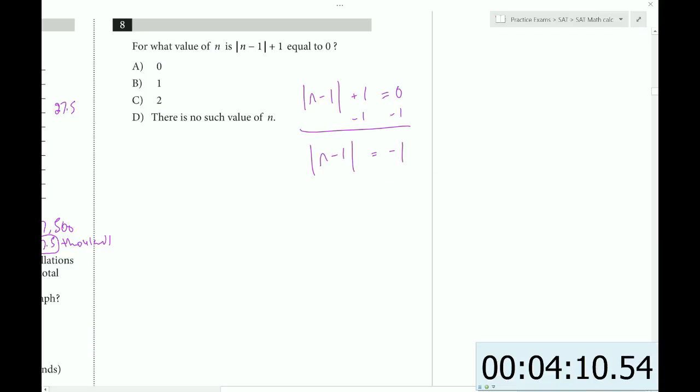But the fact that this side is already negated should spell out trouble to you, okay? Because the absolute value of something being negative, that is an absolute no-no. That is not allowed to happen, right? So we would say that this has no solution. There's no way that we could take an absolute value of something and have it be a negative number. So the answer choice here is D.